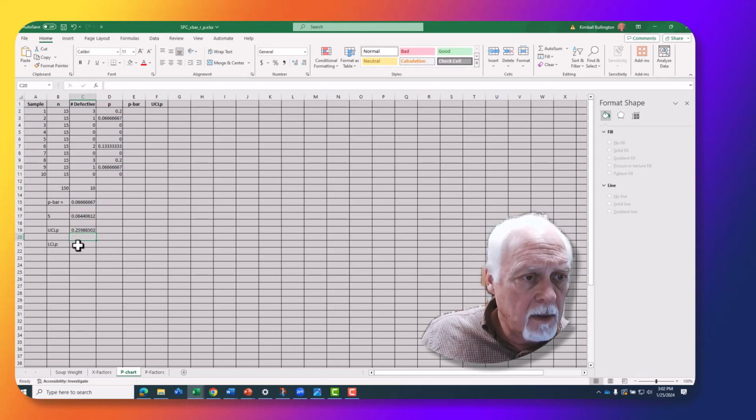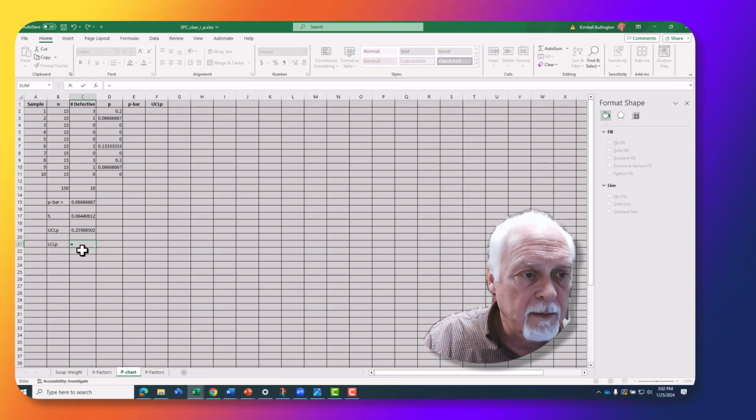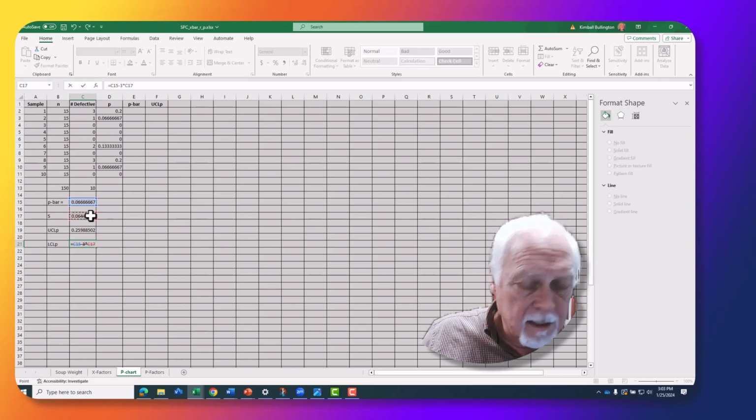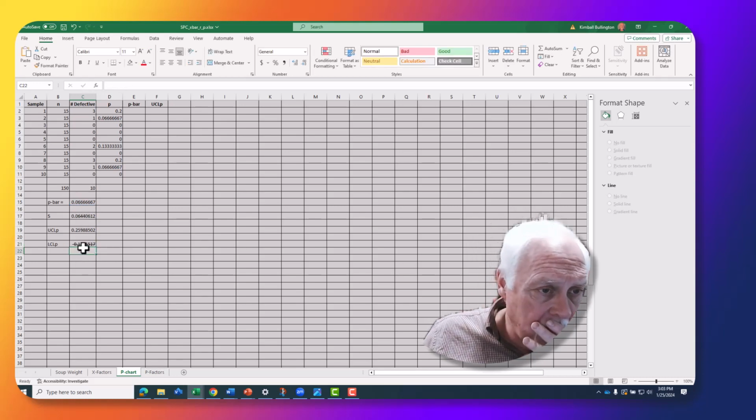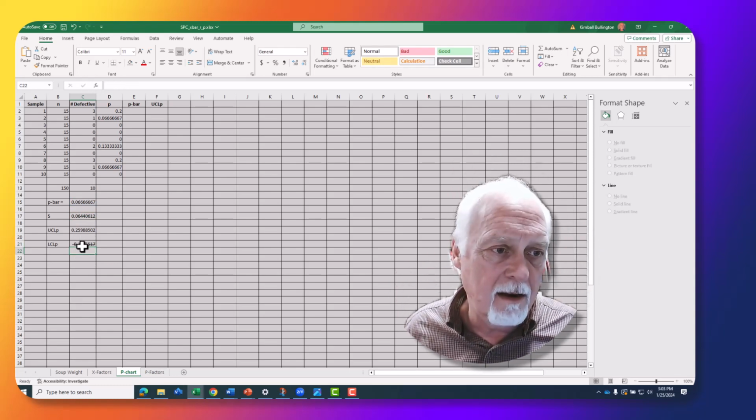And that's going to be way below 0. So, I'll demonstrate. So P bar minus 3 times S, and that's a negative number. I've already included a strike through on that to say that's not valid.